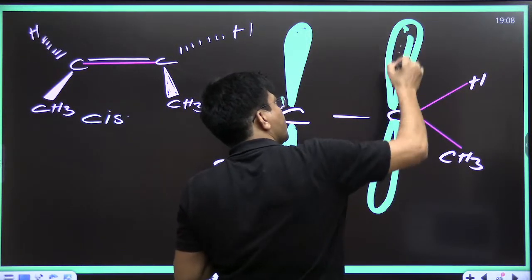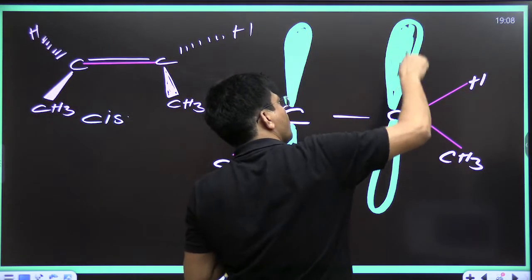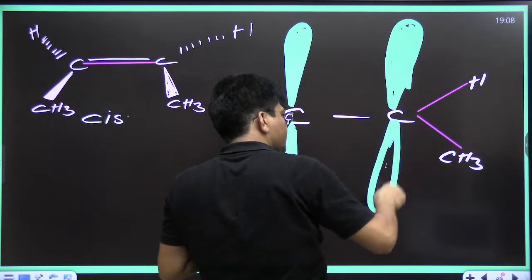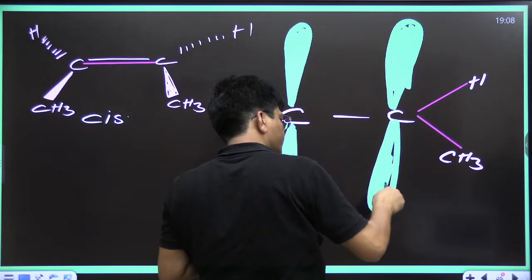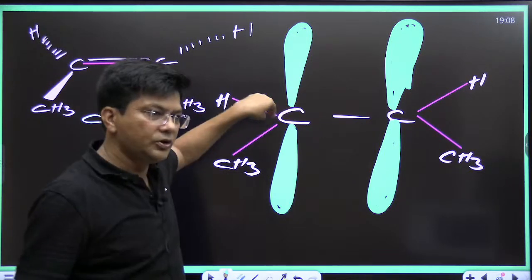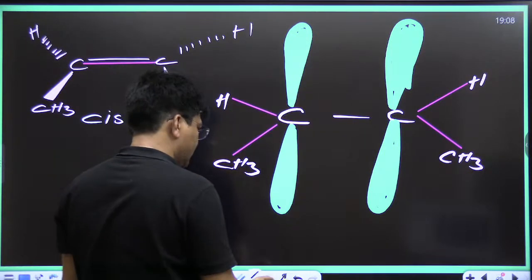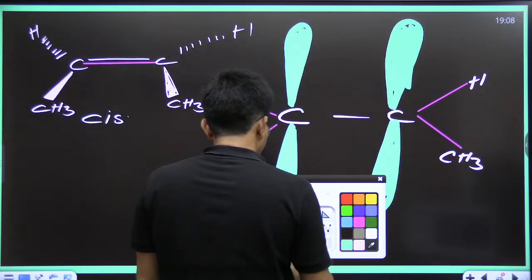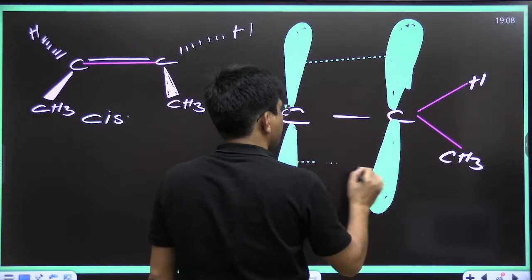Are you getting my points? Is everything clear to all of you? Then that means this is the pi bond. This is the pi bond in between these two carbons. Can you see clearly, kids? This is the pi bond.